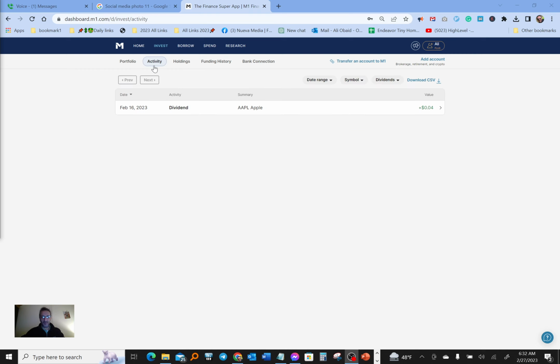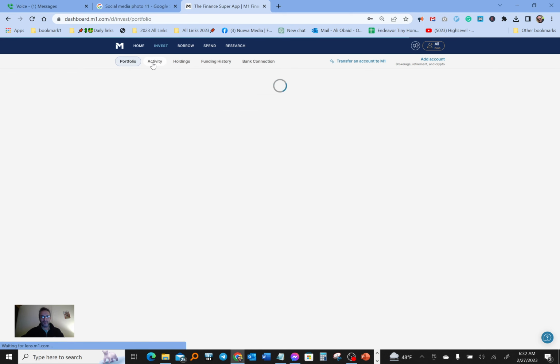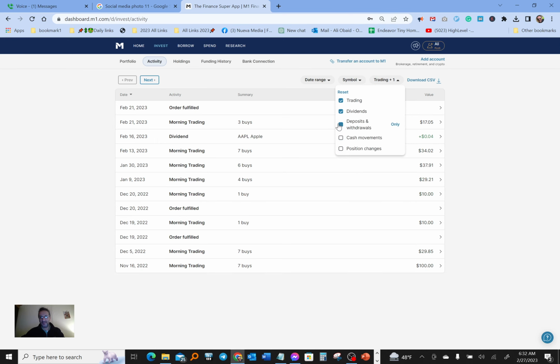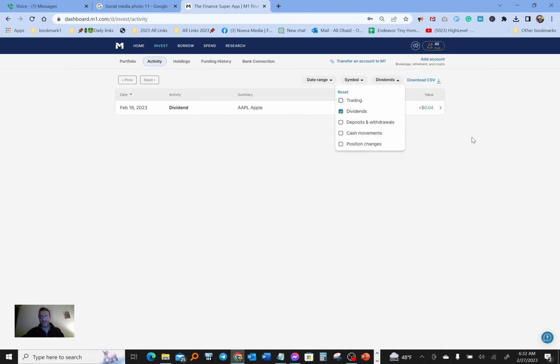So if we go under the activity tab over here, portfolio, activity, and then you come down here to activity type, click on that, and it shows you the options that you have here: trading, dividends, deposits and withdrawals, cash movement, and position holding. So if we undo everything and just leave dividends, for example, you could see my only dividends is from the Apple stocks, and basically I have 0.04 cents.